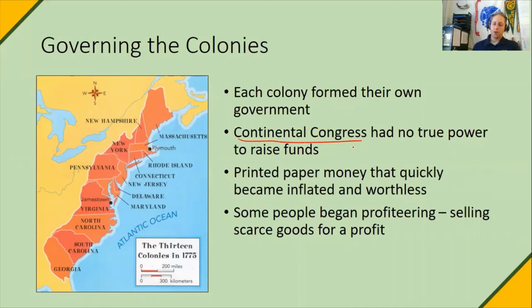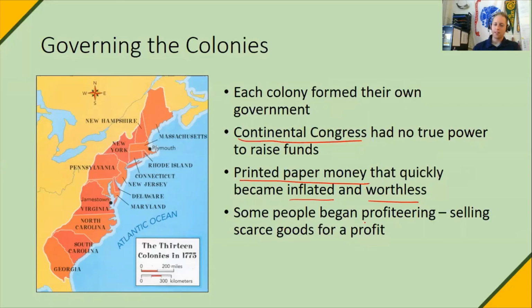The Congress is going to try to print paper money, something that we use today without thinking about it. But back during that time, it wasn't very reliable. And the Congress is going to end up printing too much money. And then the money is going to become inflated to the point where it's practically worthless, further making things more difficult for the Continental Congress to supply their troops because their money doesn't really have any value anymore. And it's just going to be a bad situation.